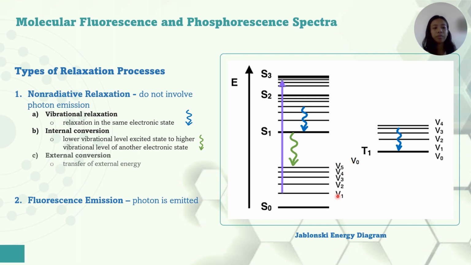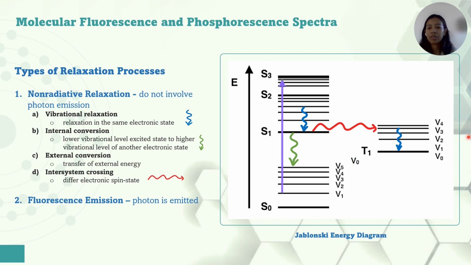Next is external conversion, where external energy is transferred to the sample or another matrix component. Then the last one would be the intersystem crossing. It happens when electronic spin state differs and a change from the singlet to triplet state occurs. So this relaxation is commonly observed in heavy atoms such as bromine and iodine.